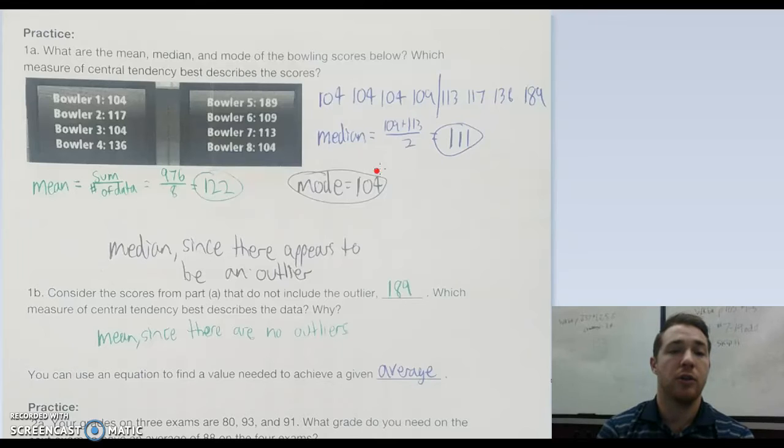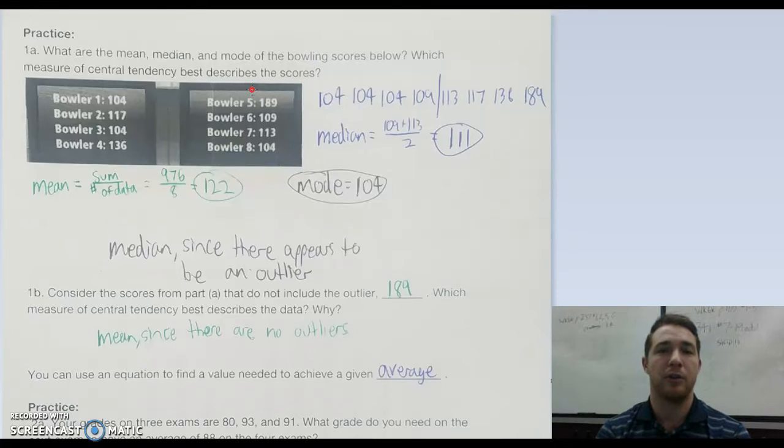So also trying to find the mode. Mode is simple enough. We just have to look at what score happens the most often. So 104 appears 3 times. That would be your mode, just 104, that score. So if we're also asked which measure best describes the scores, we would answer with median, because we see that it looks like we have an outlier, a score that's a lot higher than the other ones.